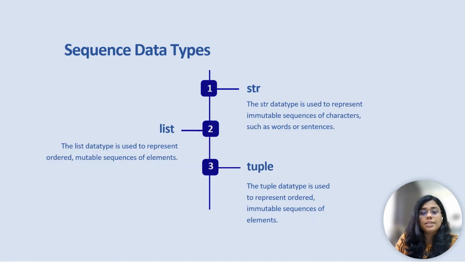What are the sequence data types? So we have three different sequence data types in Python. The first is a string. The string data type is used to represent an immutable sequence of characters such as words or sentences.